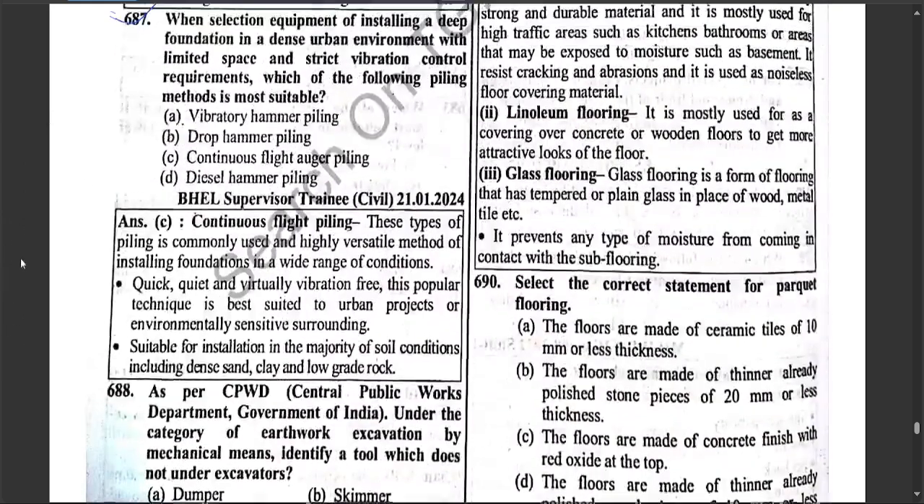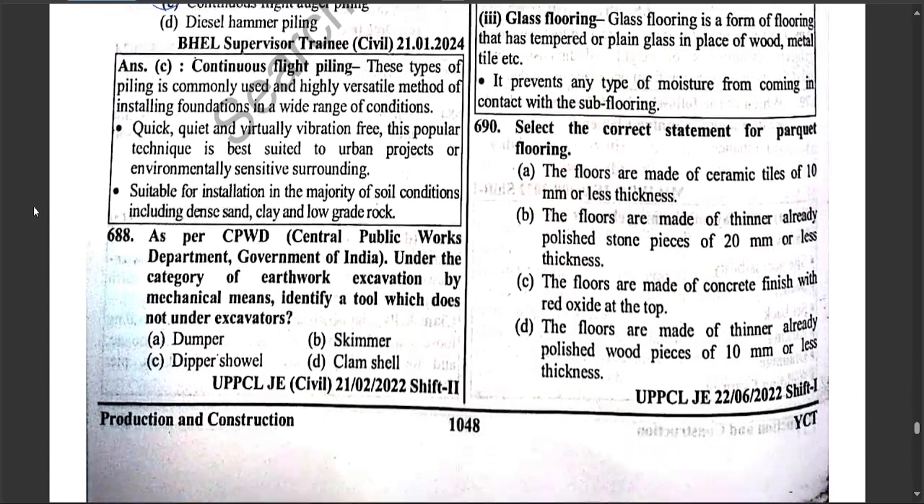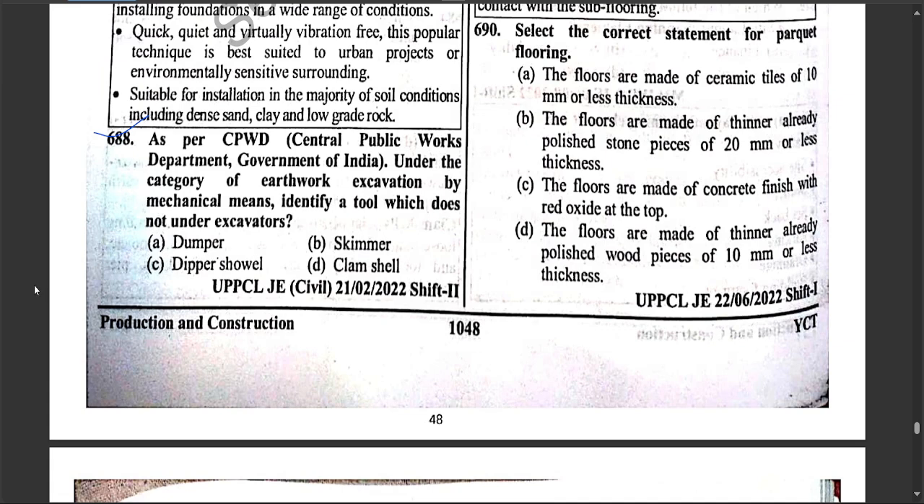When selecting equipment for installing a deep foundation in a dense urban environment with limited space and strict vibration control requirements, which of the following piling methods is most suitable? Continuous flight auger piling, as per CPWD.